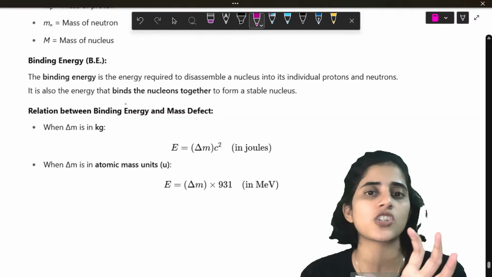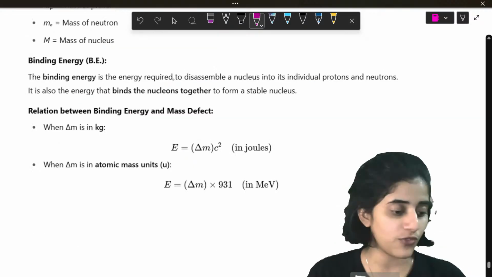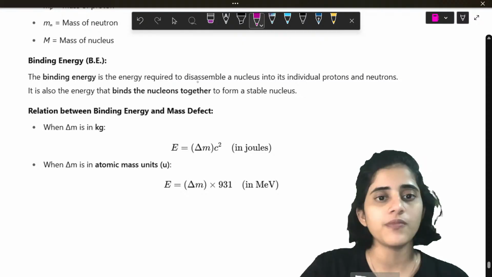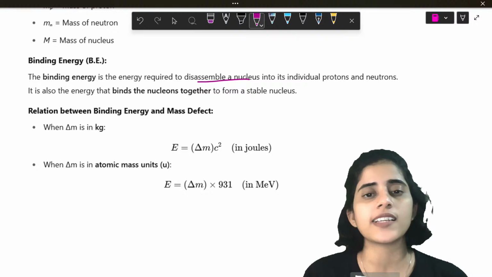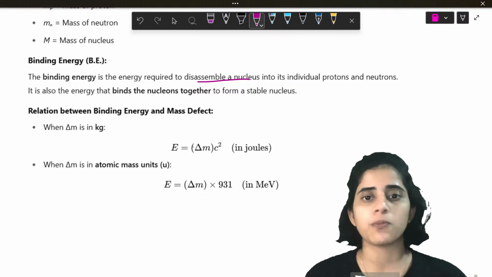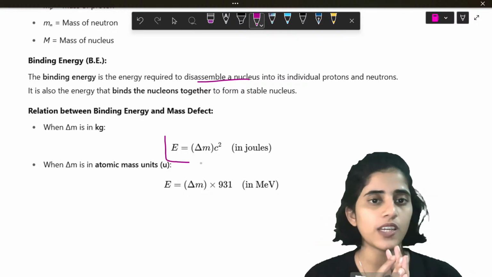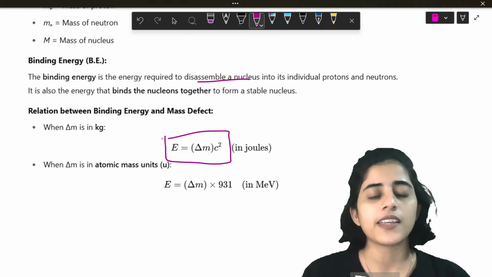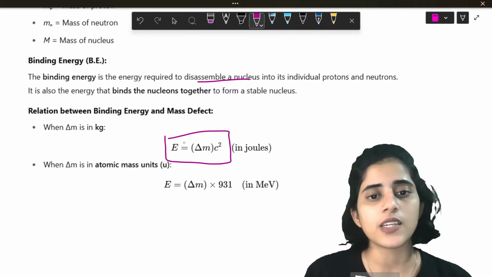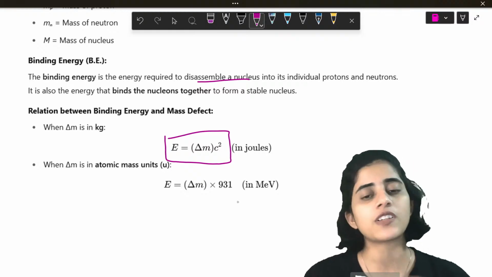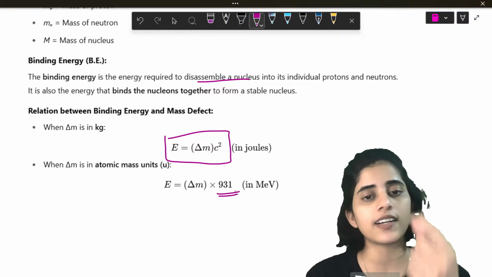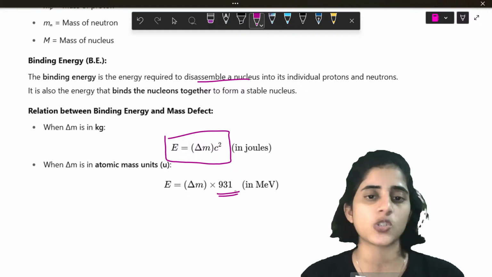Now, what is binding energy? Binding energy is the energy required to disassemble a nucleus, to bind it all properly. Binding energy is given by E equals delta m c squared. If it's in joules, you take c as 3 times 10 raised to 8. If it's in MeV, you take the factor as 931.